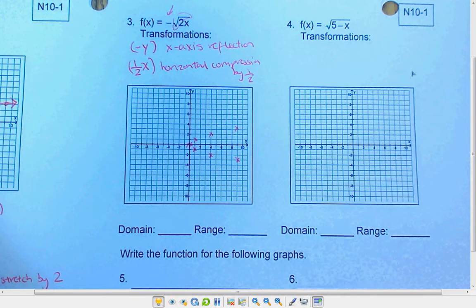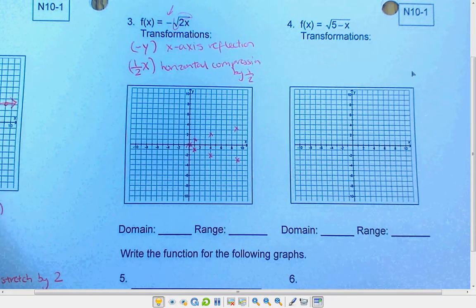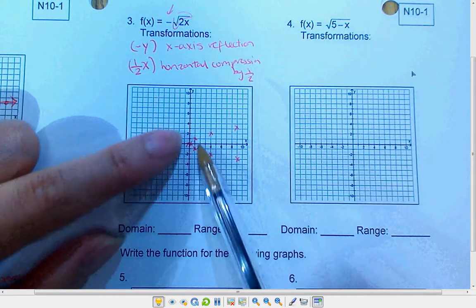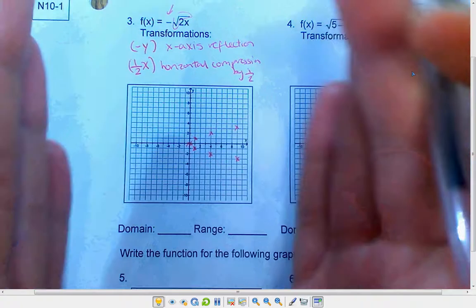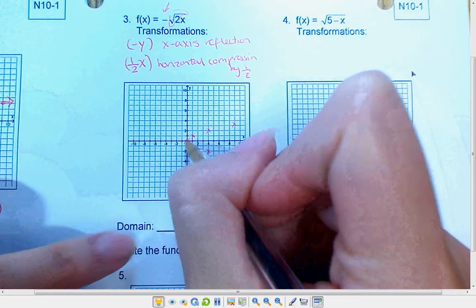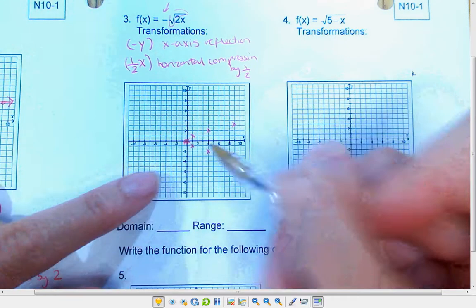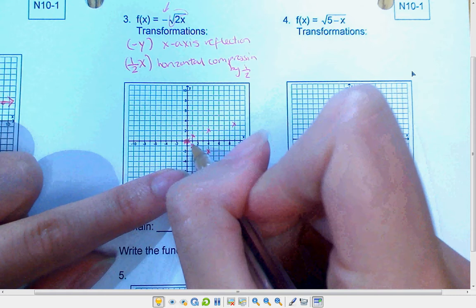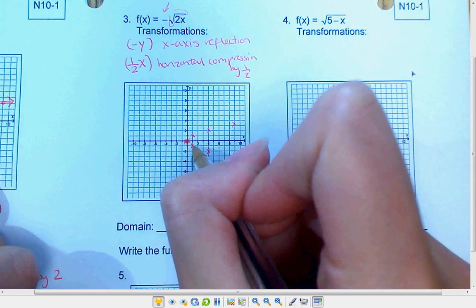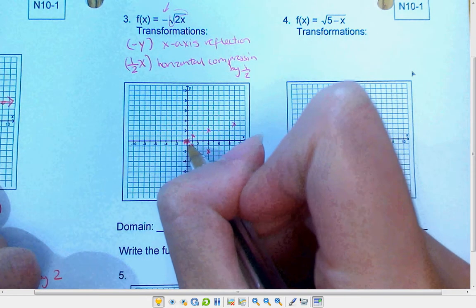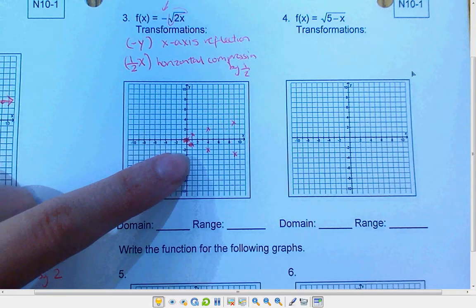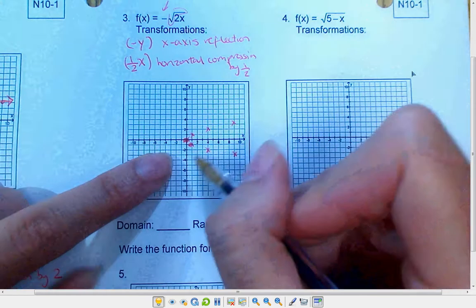And now I'm going to be compressing horizontally by 1/2. So what this means is I'm going to do half of each of the horizontal distances. So horizontal means left or right, so I'm going to be squishing it in this direction, left or right. (0, 0) doesn't change because when you multiply 0 by anything, it stays 0. This first point, right now it's at 1. If I half that, it's now going to be at 1/2. So it's going to be halfway in between 0 and 1.